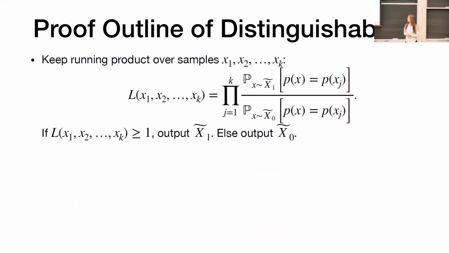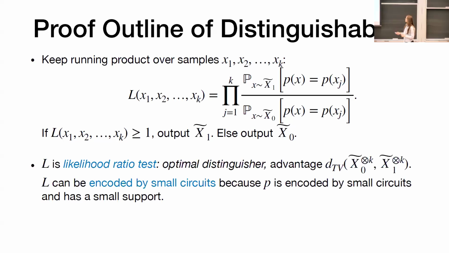More generally, when we have k samples, we're going to keep a running product of the following form. We're going to call this the likelihood, or the likelihood ratio. So we look at all the samples and we compute the ratio between the probability that this partition was obtained by sampling from x1 tilde and the probability it's obtained by sampling from x0 tilde, which are tilde variables. And why is this the right thing to consider? Well, we argued that this is all the information we can get from the partition. So this is the likelihood ratio test.